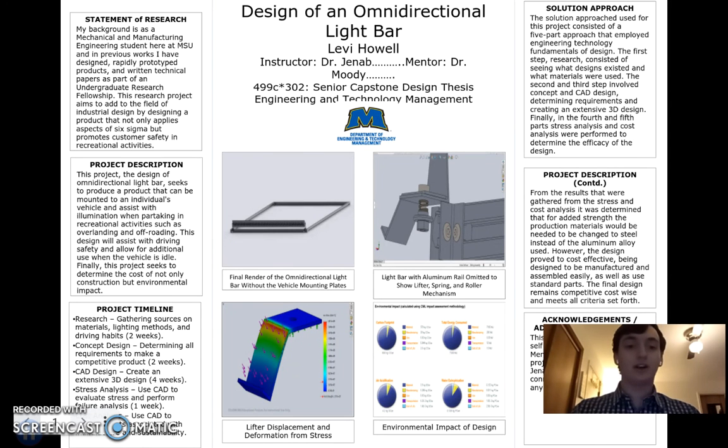The first top left figure is the final render of the omnidirectional light bar. It is a 4-rail system with an existing light bar attached to it. The aluminum rails allow for rollers to swing the light bar around within the system. These rollers also act as stoppers to lock the light bar into place at the desired position.